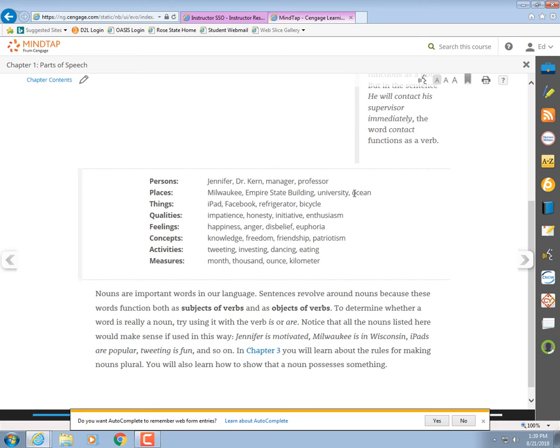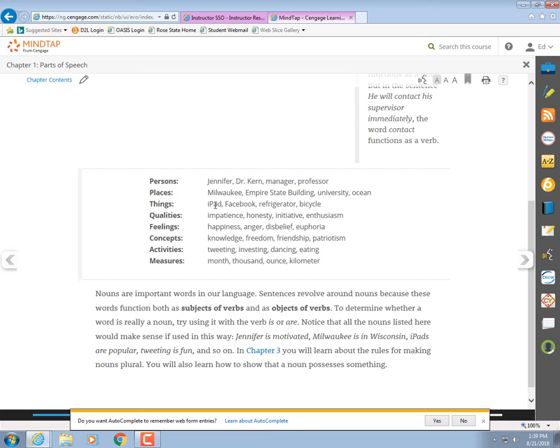Things like the iPad, Facebook, refrigerator, bicycle. The proper nouns are capitalized. iPad is a brand name, and this is a spelling of it, even though we typically capitalize the first letter in the name. Now, that's not always the case. We may have two or three capitalized words in the name of the company, or the entire company name may be capitalized all the time.